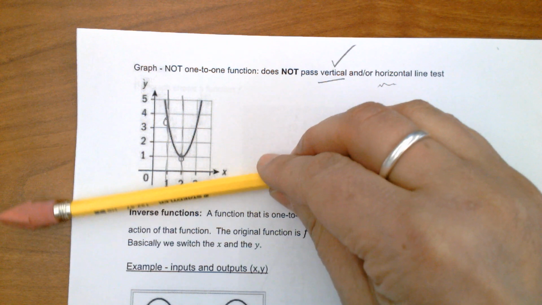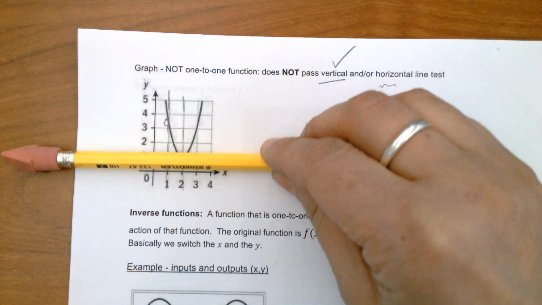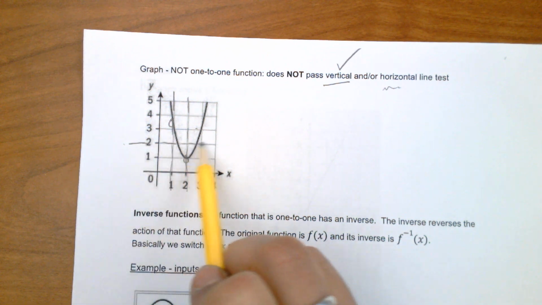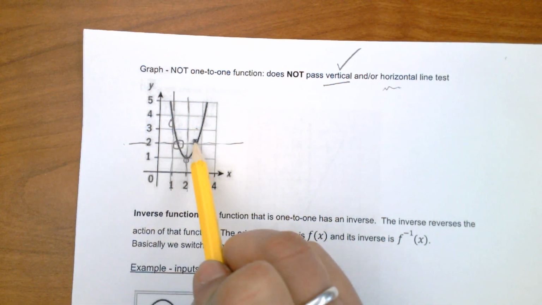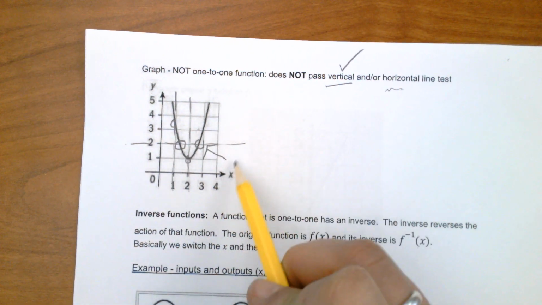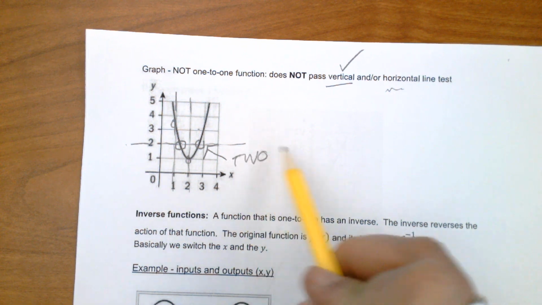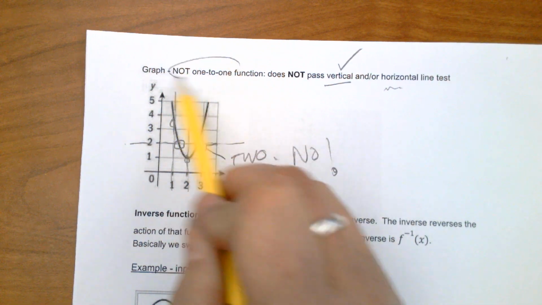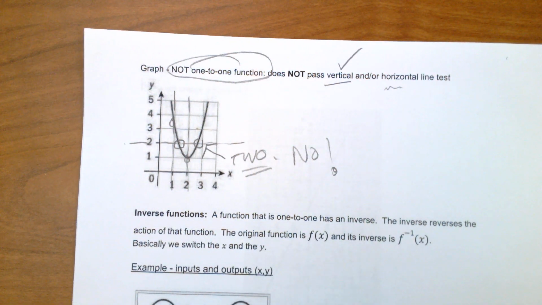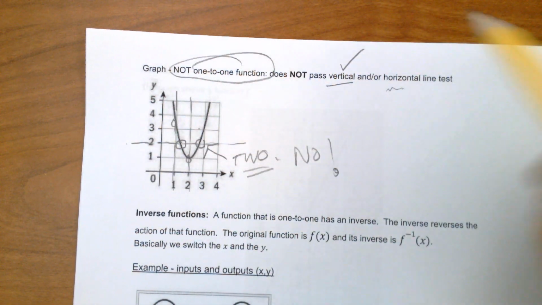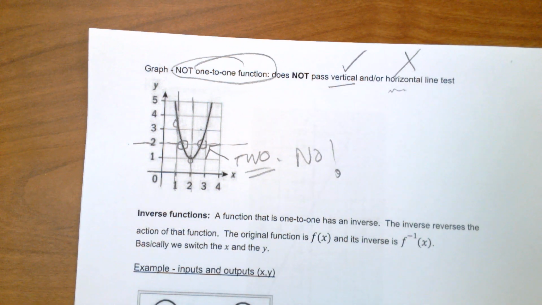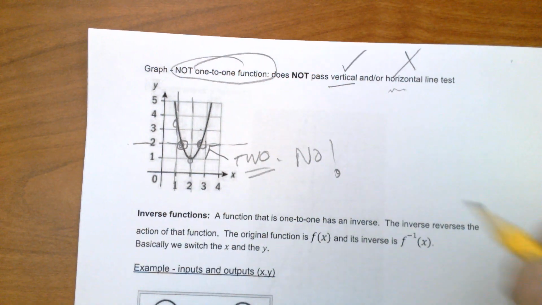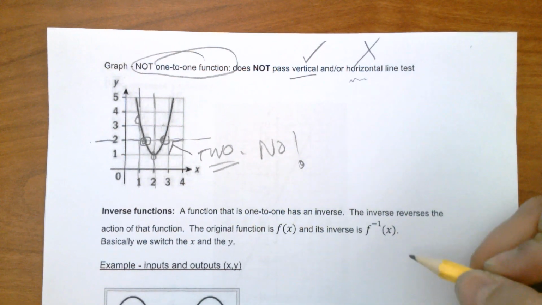So now I'm going to bring my pen and my pencil and I'm going to scan it from bottom to top. And when I do, let's say that I stopped here. Guess how many times it crosses? 2 times. And we cannot have that. So this is not one-to-one because of the horizontal line. It did not pass the horizontal line test because it touched here and here. We can't have it touching twice, only once.